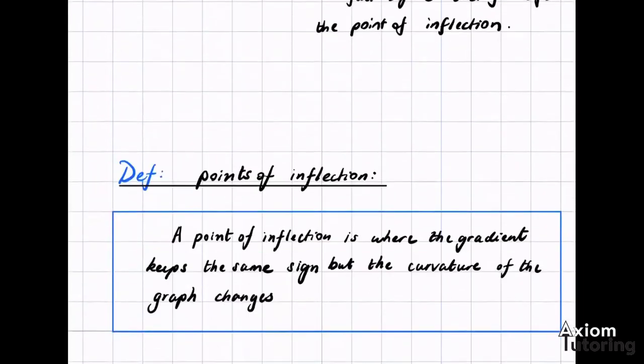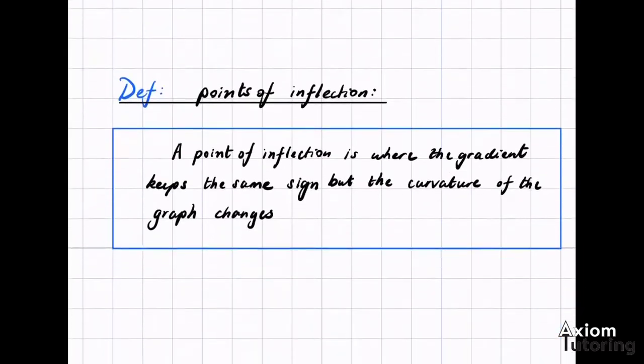So if we try to define points of inflection, we can say a point of inflection is where the gradient keeps the same sign, but the curvature of the graph changes. So next we're going to look at stationary and turning points and how we can investigate the nature of these points using the second derivative.